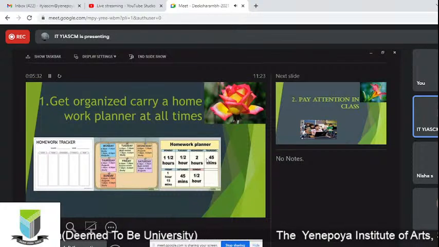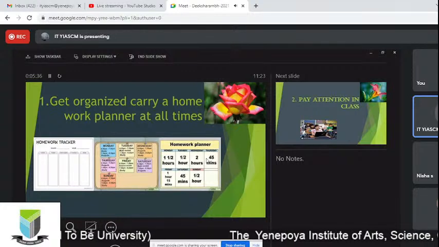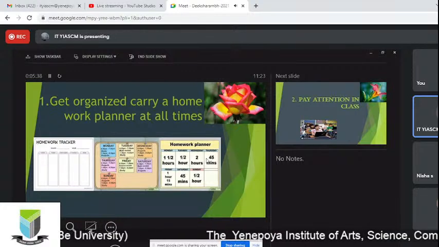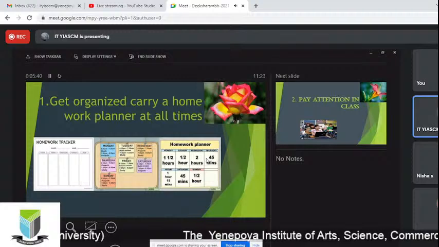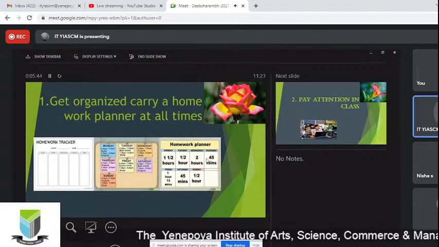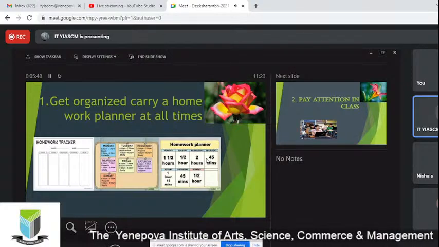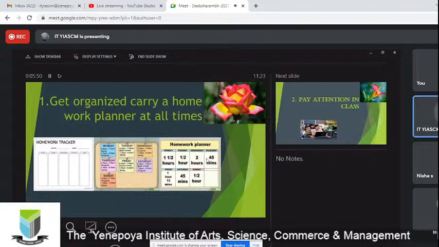The first tip in the study strategy is get organized. Carry a homework planner at all times. Get organized, carry a homework planner at all times. Homework tracker.